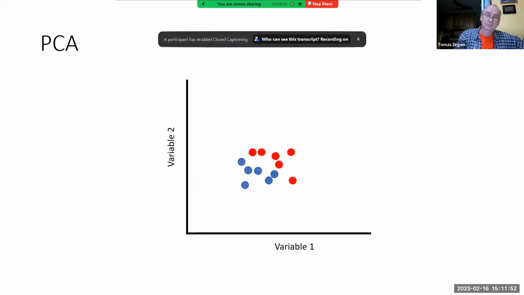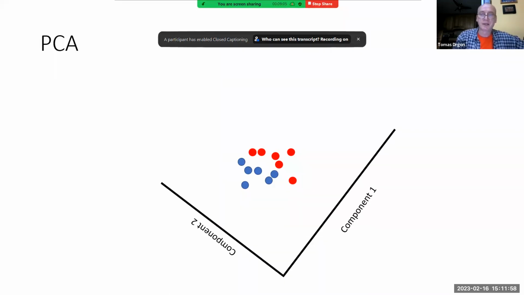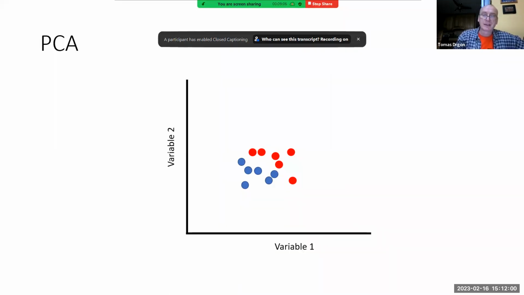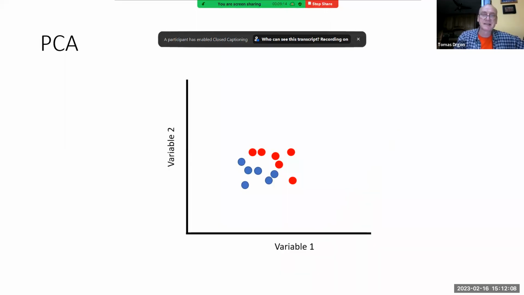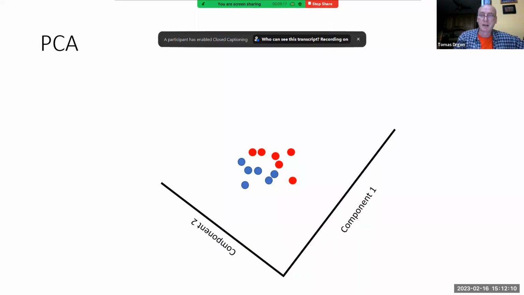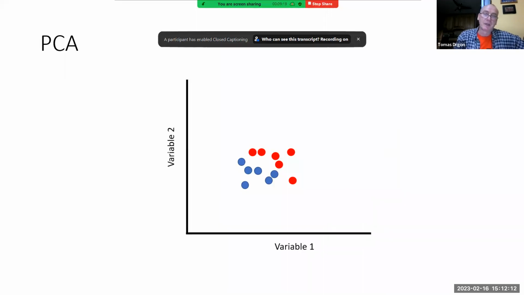But now, what you can do, and what PCA in effect does, is rotate the coordinate system, and instead of variables, you create components that are a combination of variables. So in this case, component 1 is a combination of variable 1 and 2, right?